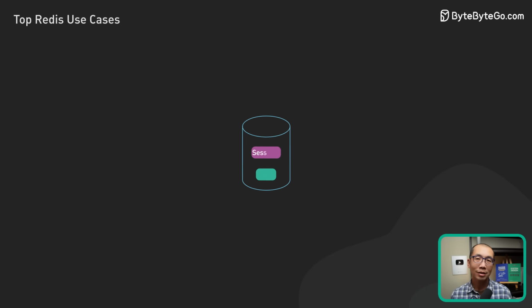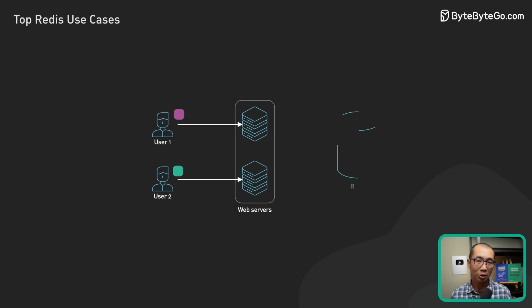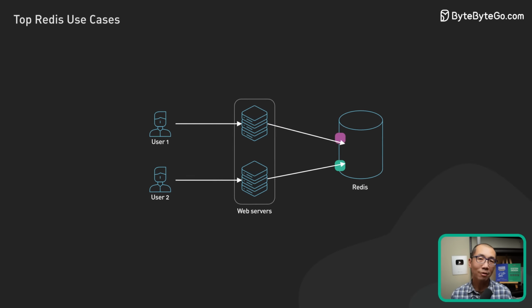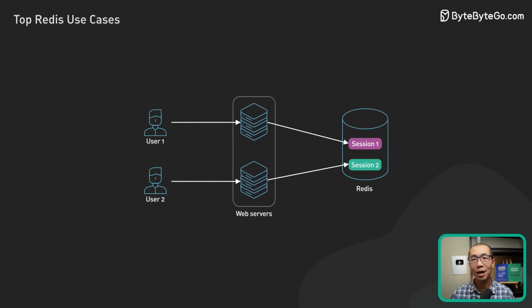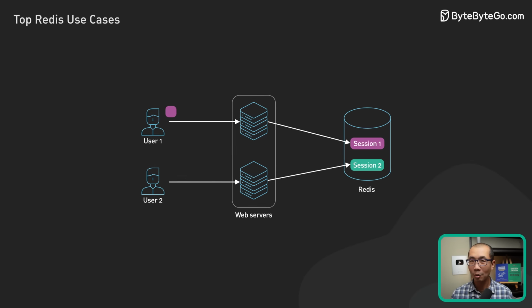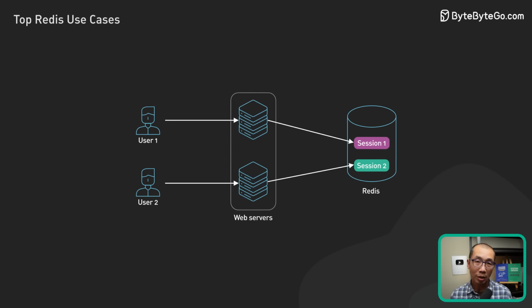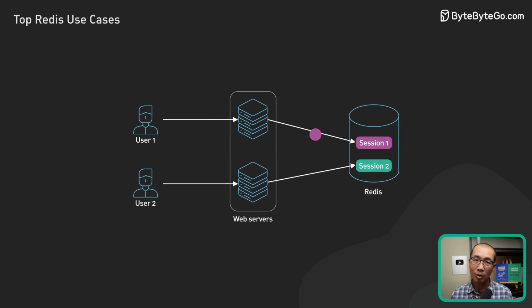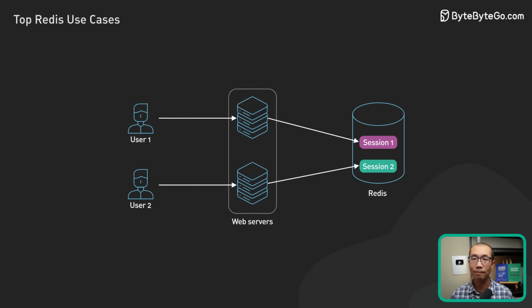Another common use case is to use Redis as a session store to share session data among stateless servers. When a user logs into a web application, the session data is stored in Redis, along with a unique session ID that is returned to the client as a cookie. When the user makes a request to the application, the session ID is included in the request, and the stateless web server retrieves the session data from Redis using the ID.